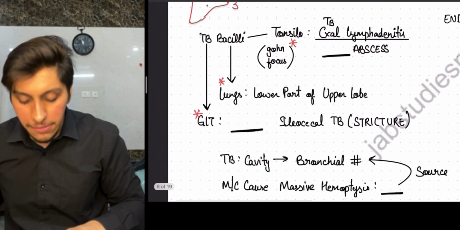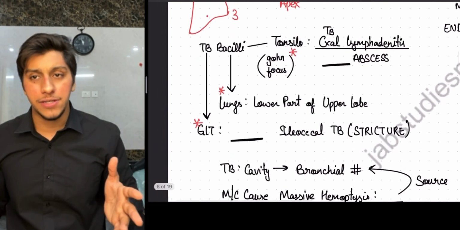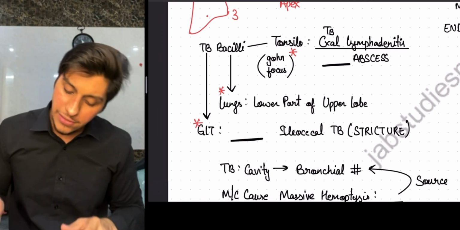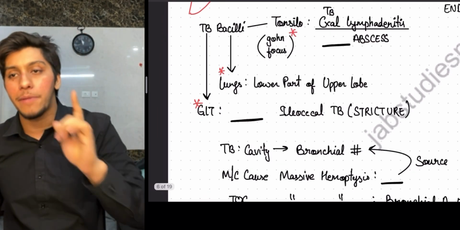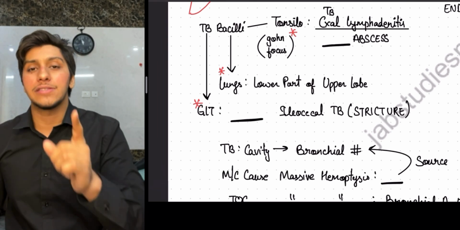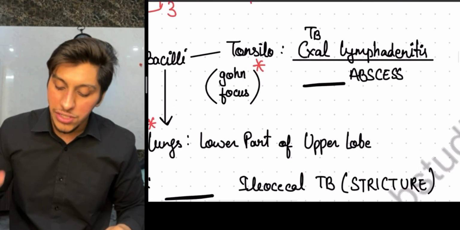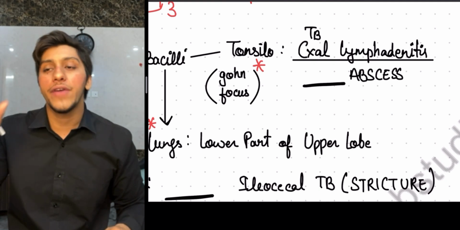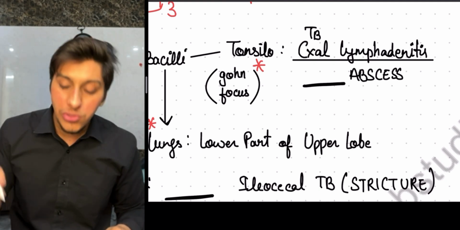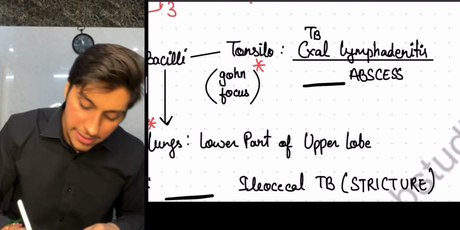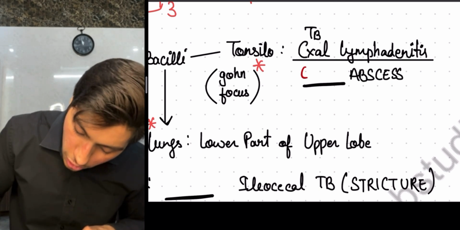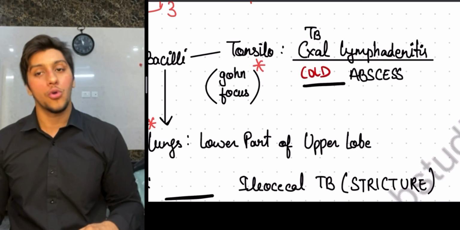Now, guys, the TB bacilli can spread to various parts. One, we are discussing the lungs. So lungs, we know it's going to be in the primary, the lower part of the upper lobe. This TB bacilli can go to the tonsils. In that, guys, you can have tuberculosis which is related to cervical lymphadenitis. All right, and they produce an abscess. Now, what type of abscess is this, guys? This abscess is actually a cold abscess. It is a cold abscess.